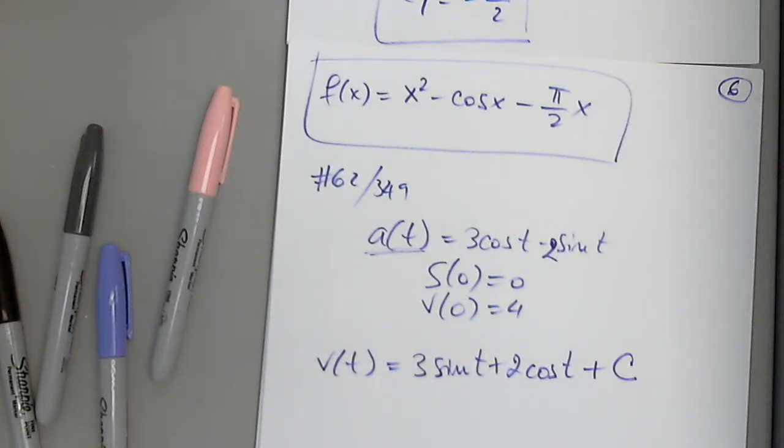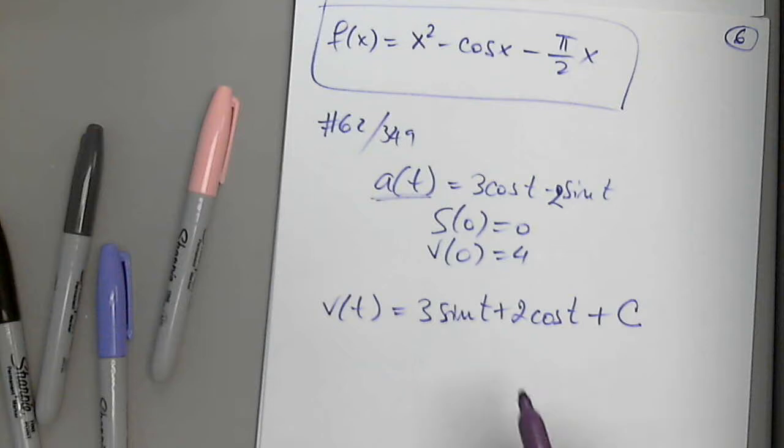We are given a piece of information for the velocity. We are told the velocity at 0 is 4. Why is this given? What am I going to do with it? So how much is sine of 0? Brandon, you want to say something? I was just confused on why we're finding v of t.